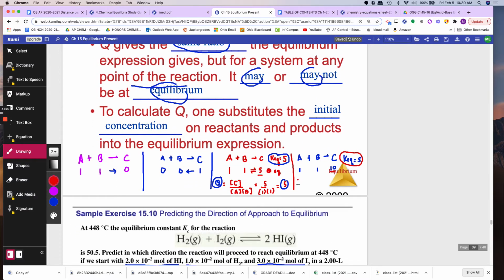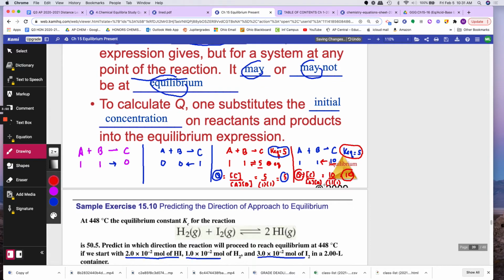The reaction quotient Q is equal to products C over reactants A and B, which is equal to 10 over 1 times 1, which is equal to 10. Since Q is bigger than K, that means you have too much products, which means you're not at equilibrium either, which means if you have too much products, you're going to the left.